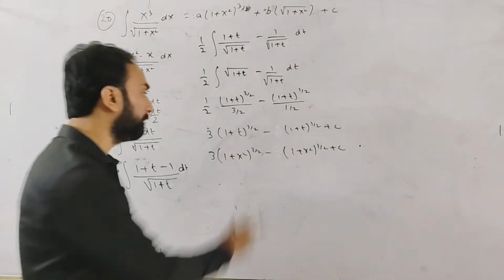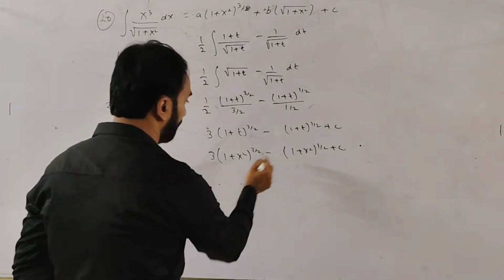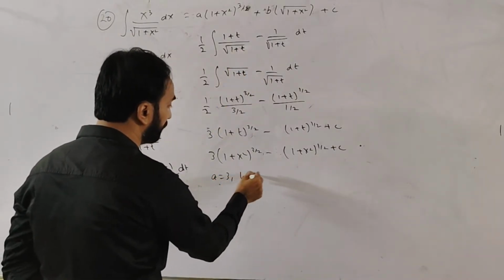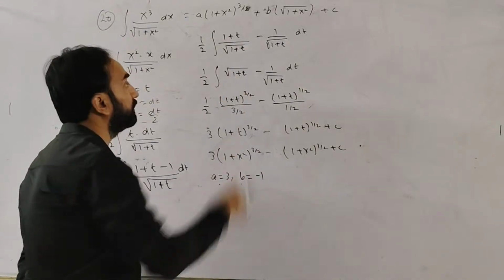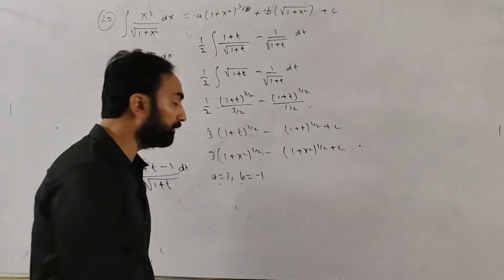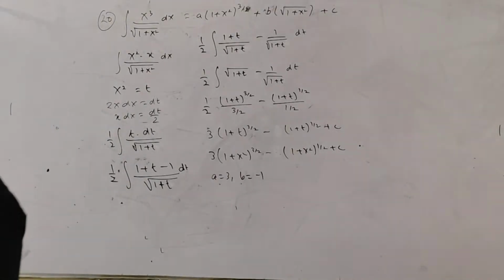So it will come as minus 1, and by comparing, the comparison will give you A is equal to 3 and B is equal to minus 1, because all the rest of the terms are correct. So A value will become 3 and B value will become minus 1. So this was your problem number 20. I hope everybody got it. Write it down so we can move on to the 21st problem.